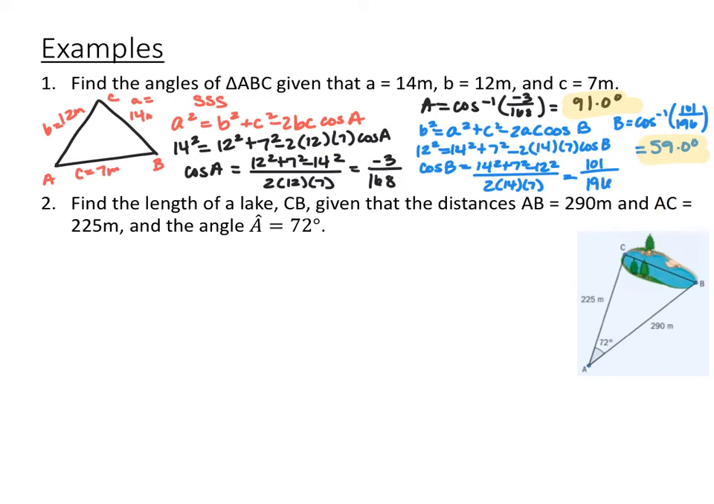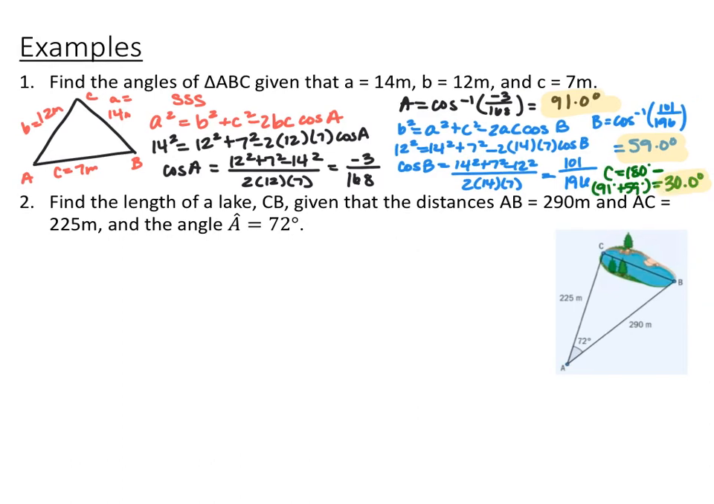So if you haven't already done so, go ahead and pause the video and find angle C. So I just used the fact that all three angles in the triangle have to add up to 180 degrees. So I did 180 degrees minus 91.0 degrees minus 59.0 degrees, and got that angle C is 30.0 degrees.